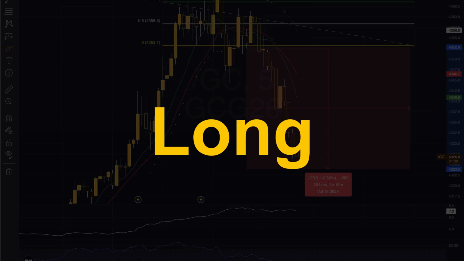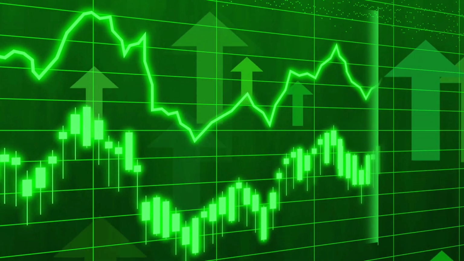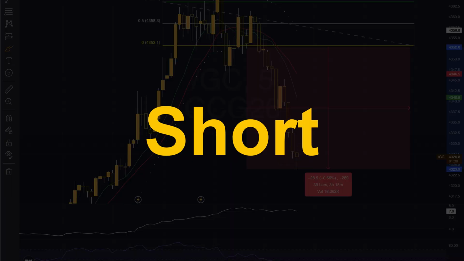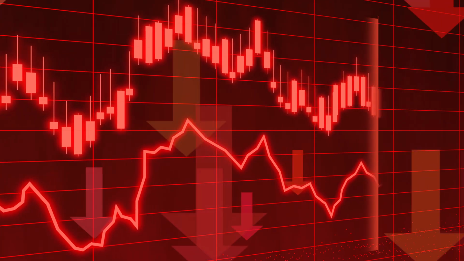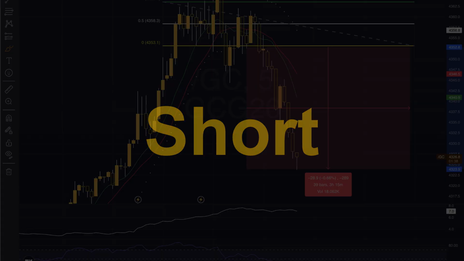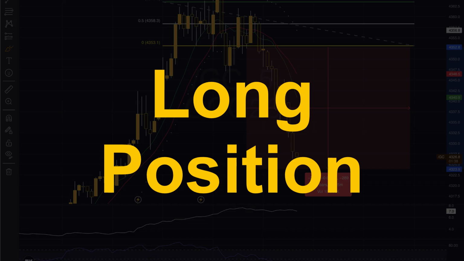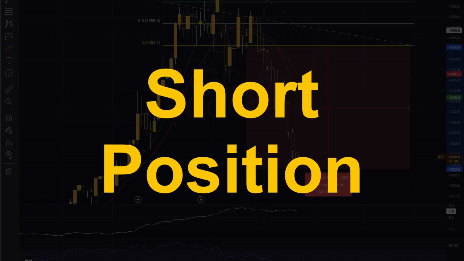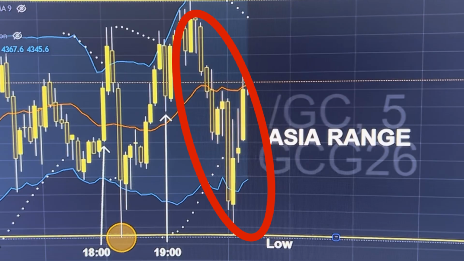Long. When you go long, you're believing the price of gold is going up. You buy the contract now, hoping to sell it later for more money. Short. This is believing the price will go down. You sell a contract you don't own yet, hoping to buy it back cheaper later and pocket the difference. Long position. This just means you currently own a trade that profits when the market moves up. Short position. This means you're currently in a trade that profits when the market moves down.